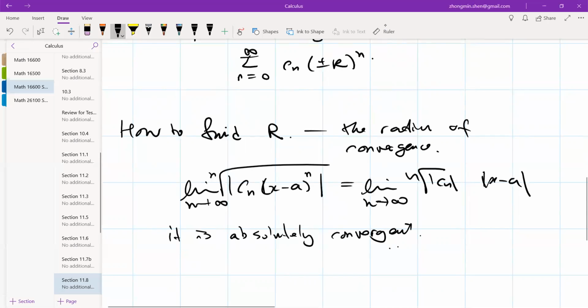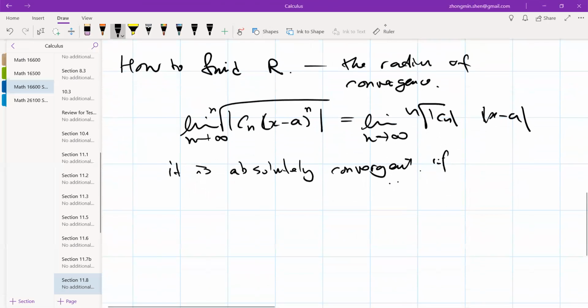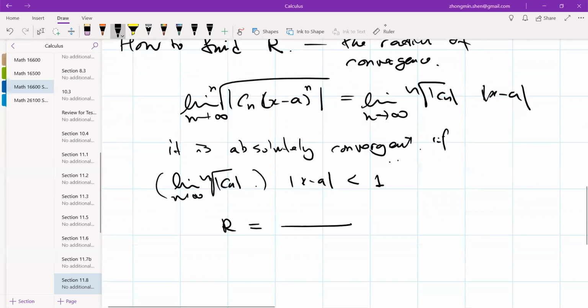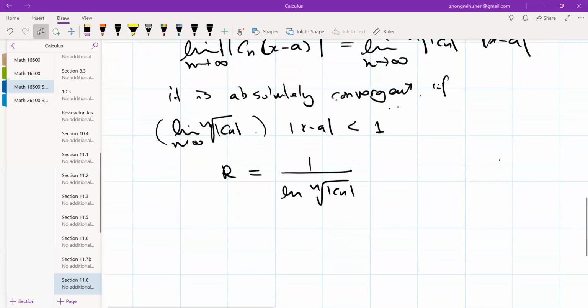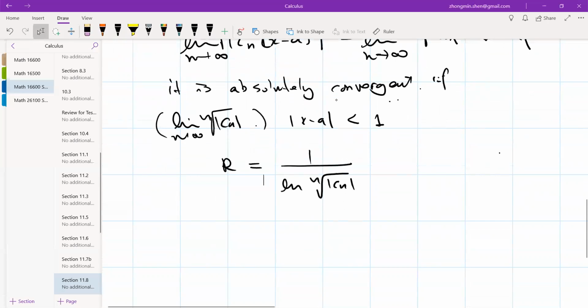Yeah, it is absolutely convergent if the limit of the nth root of the absolute value of Cn, times |x minus a|, is less than 1, right? From here you can determine R. In other words, R is going to be one over the limit of the nth root of the absolute value of Cn. Then you can also look at it: if it's divergent, then this is greater than 1. So it is divergent.